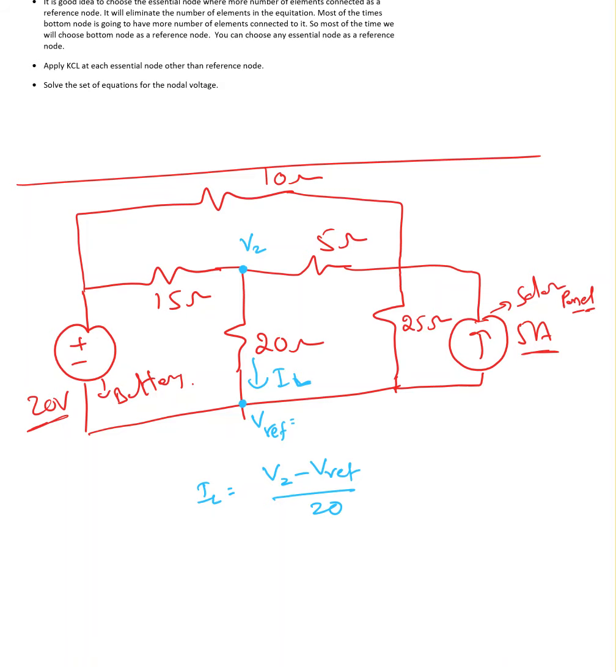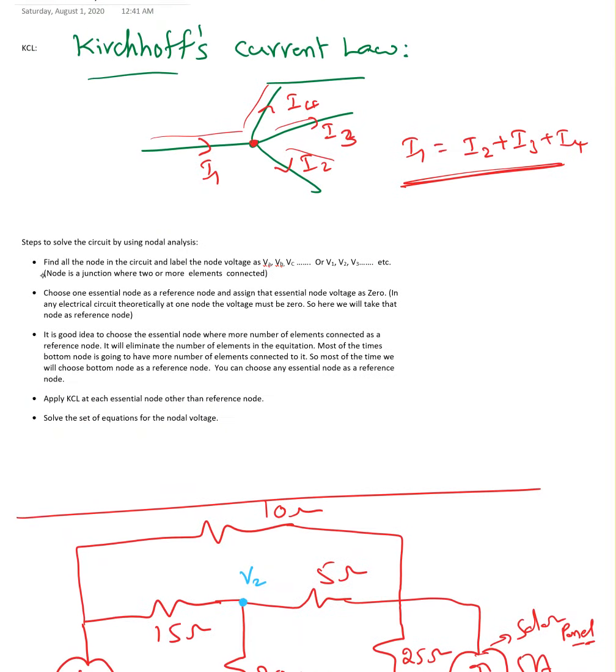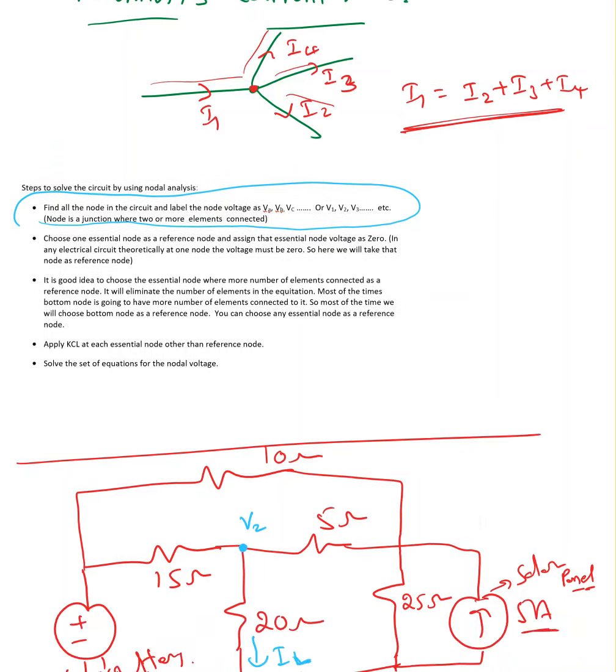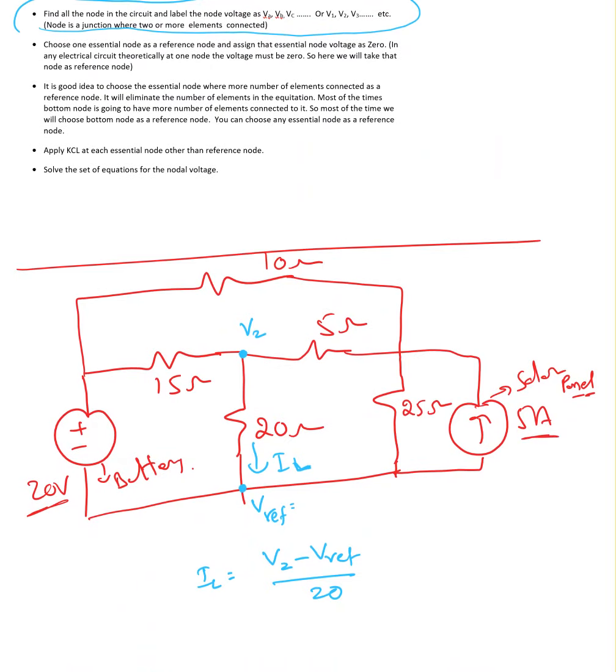So step one, find all the nodes in the circuit and label all the node voltages as VA, VB, VC, or V1, V2, V3, etc. A node is nothing but a junction where two or more elements are connected. So here, is this a node? Yes, that's a node. I'm going to label that as V1. Is this a node? Yes, that's a node. Label that as V2. Another node, V3.